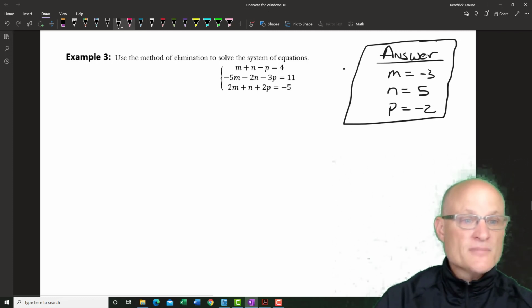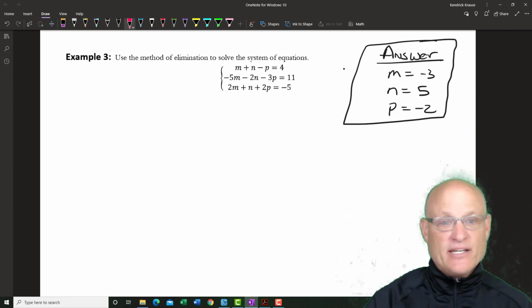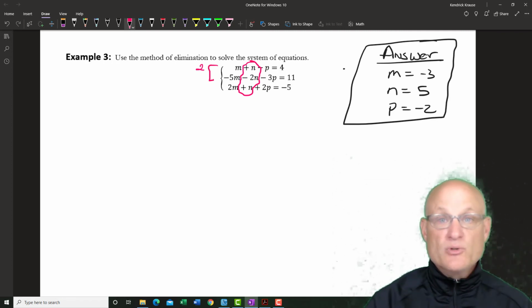Okay, let's get working. So now we got to look at M, N, and P and see which one looks like it might be easy to get rid of. And I'm thinking it's probably right here. It's these N's. These look like they're pretty easy to get rid of. For example, if I was to put the first 2 together and multiply the first equation by 2, the N's would go. So I'm going to do that, and hopefully I do it correctly.